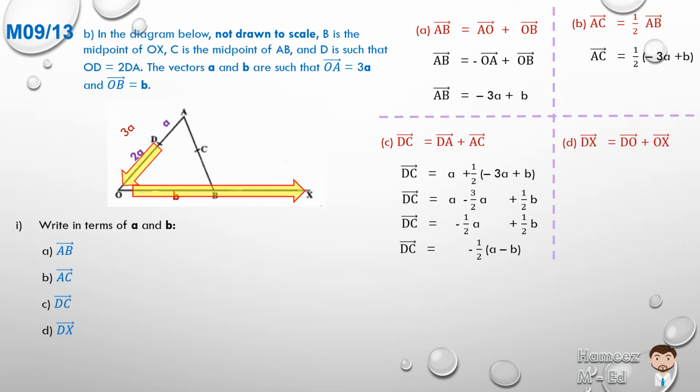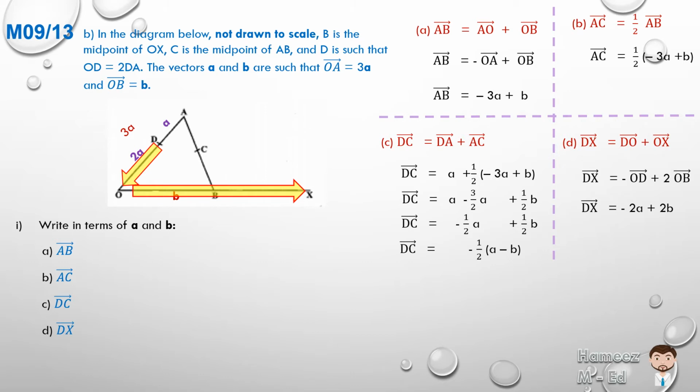Now D to O is equal to minus OD, because OD would be going upwards to the right and we're actually heading in the opposite direction. So we have to go to the negative of that plus 2OB. Remember, B is the midpoint of OX. It's given above. So if we substitute, DX is equal to minus 2a plus 2b.